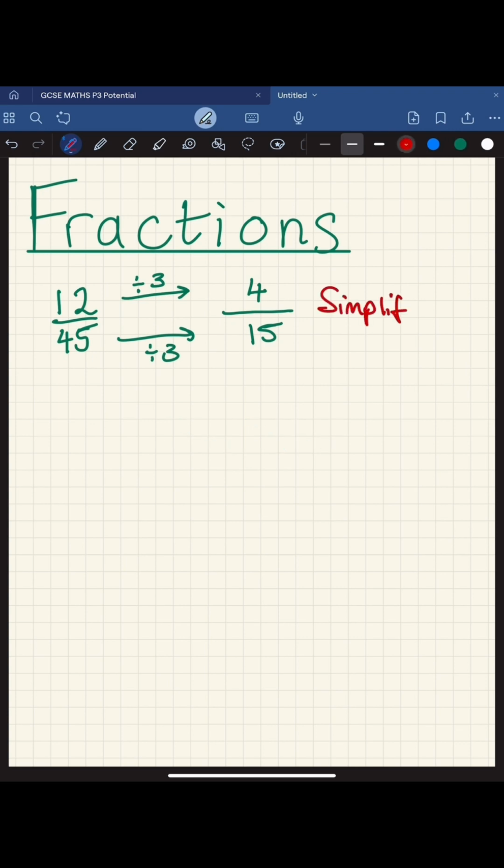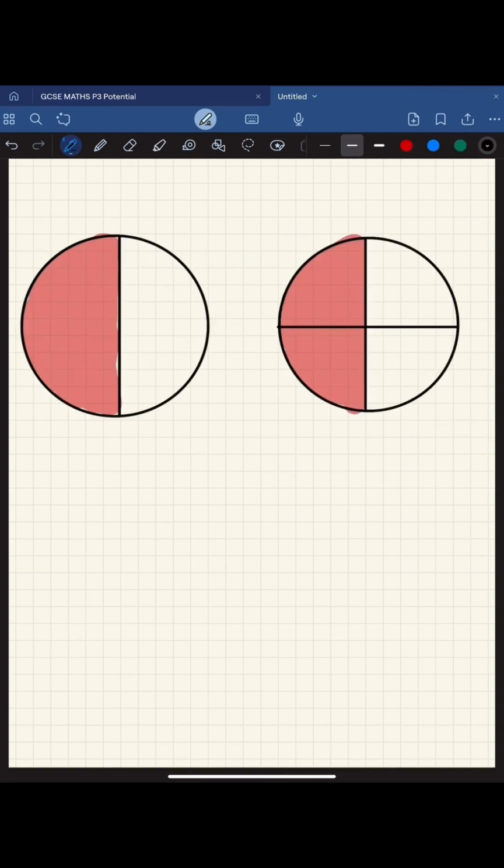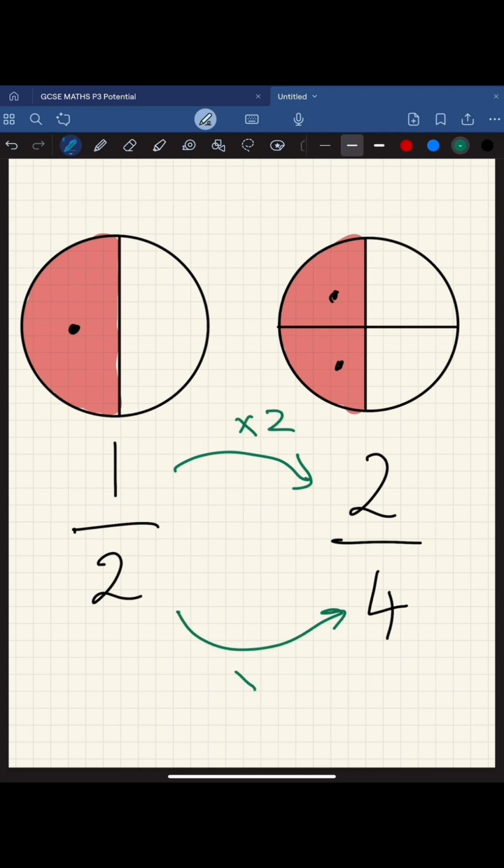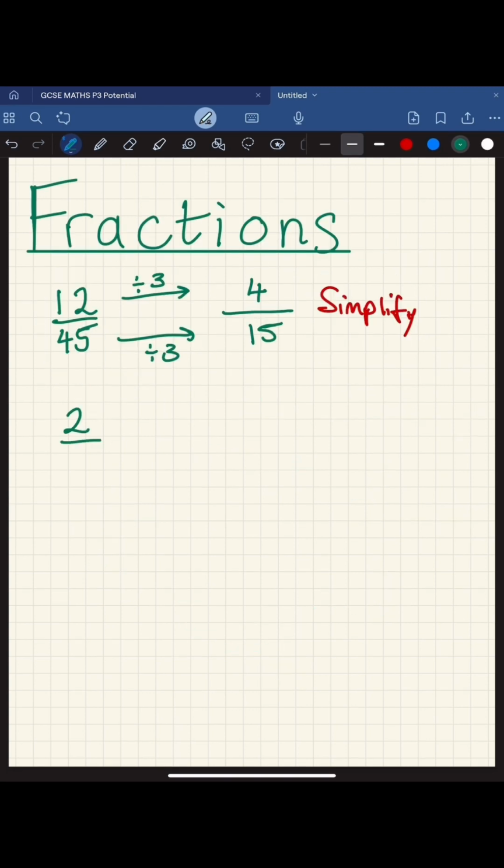These two fractions will have the exact same value. Just like how in these two circles, 1/2 is exactly the same value as 2/4. We times the top by 2 and the bottom by 2. Now, simplifying is making the two numbers smaller, but if we multiply the top and bottom, the fraction is still the same, although the numerator and denominator get bigger.